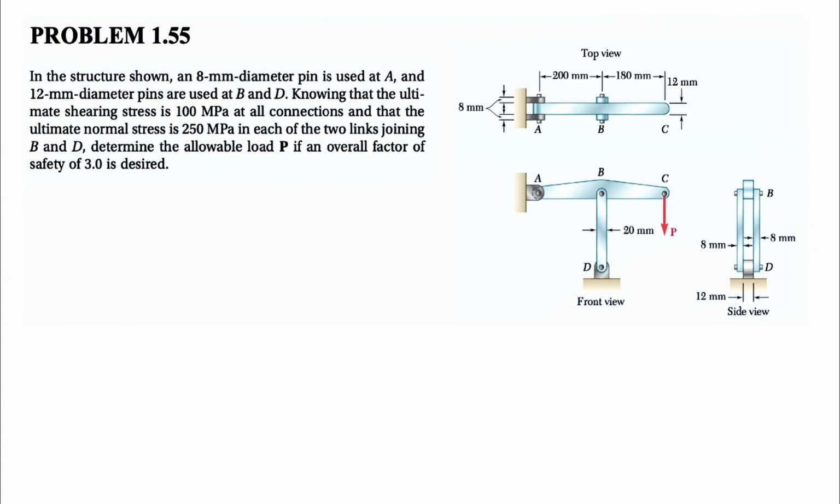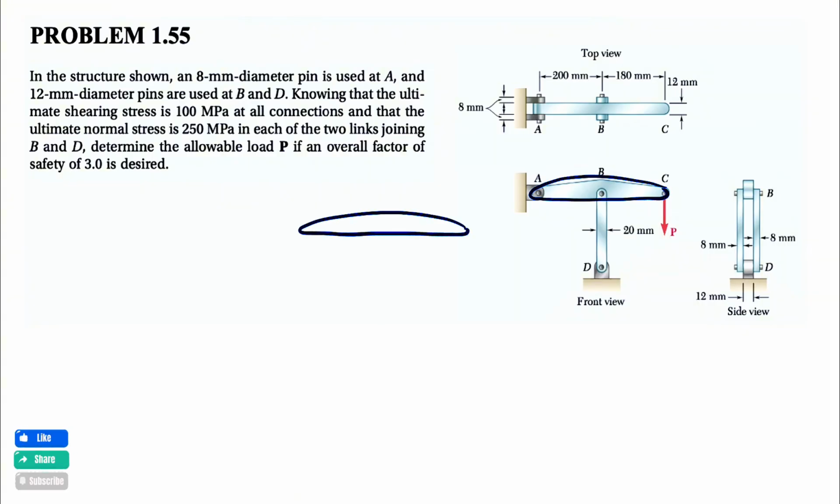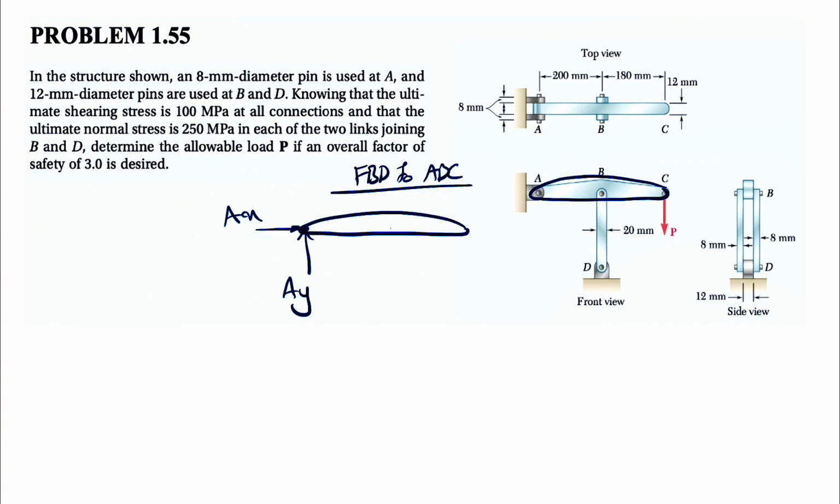Before we start, we are dealing with the force at point A and force at point B. So I'm going to start with the free body diagram of this part of the beam here. I'm drawing the free body diagram for ABC. We have a pin at point A, which means we need to consider both AX and AY, and AY is the force that can make shear stress on the pin at point A. And let's consider another force for B here, BY.